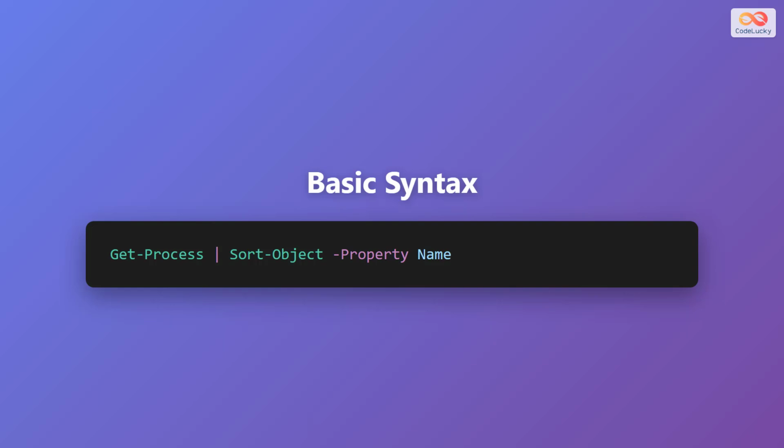Let's look at the basic syntax. You pipe objects into sort-object and specify which property to sort by using the -Property parameter. In this example, Get-Process pipes all running processes to sort-object, which then sorts them by the Name property. This will give you an alphabetically sorted list of all processes. The syntax is straightforward. The cmdlet you're getting data from, followed by the pipe symbol, then sort-object, and finally the property name you want to sort by.